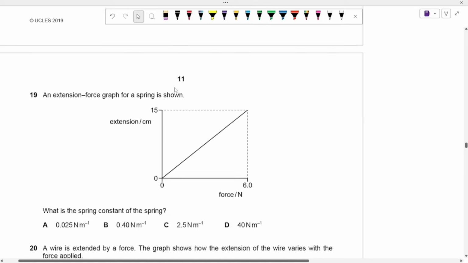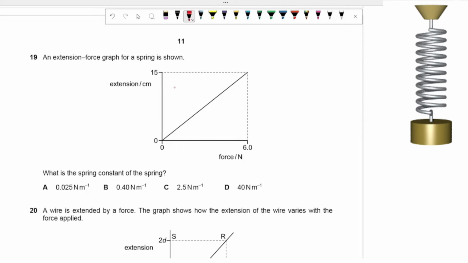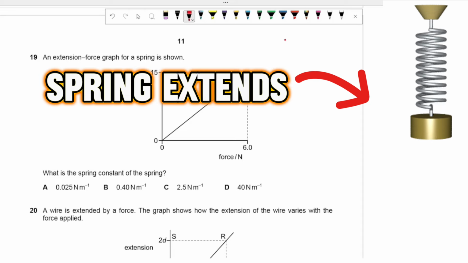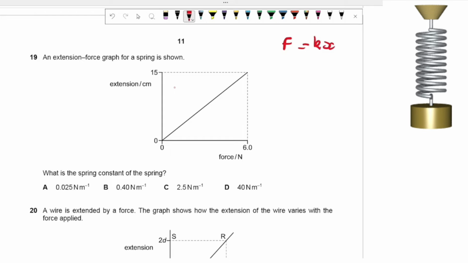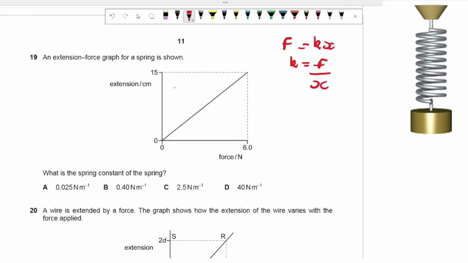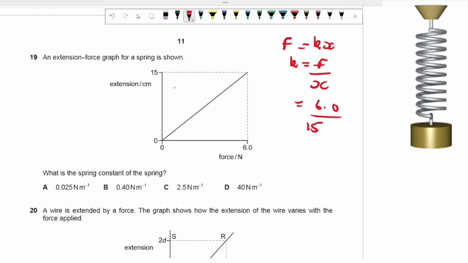Moving to question 19. An extension force graph for a spring is shown. A spring basically extends when a force is applied. A certain force is applied that causes that spring to extend. I know that F, the force applied to that spring, will be equal to the spring constant times X. So K will be equal to my force divided by X. My force is 6.0, my X is 15 centimeters.